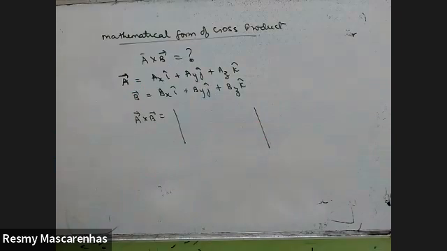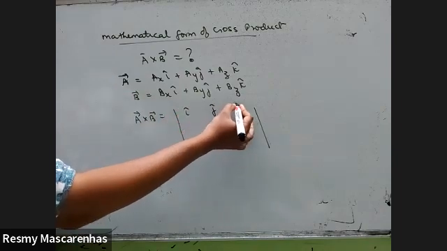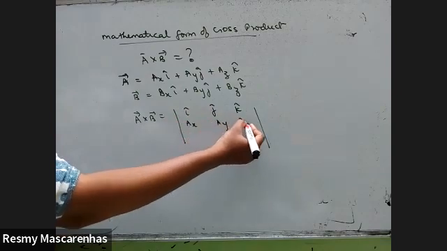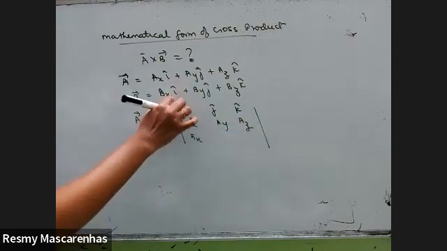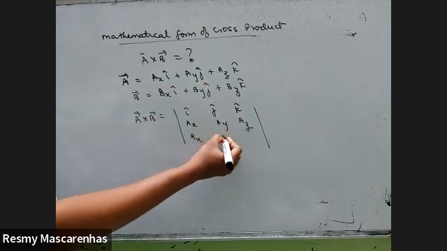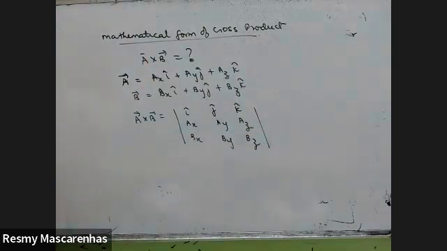Something you will try to remember from the motion in the plane chapter. I had explained all this to you. This will always be fixed: I, J, K. Then here you have to put AX, AY, AZ, BX. Only the coefficient you have to put. If something is missing, you have to put 0. So this is how you have to find a cross product or the vector product.